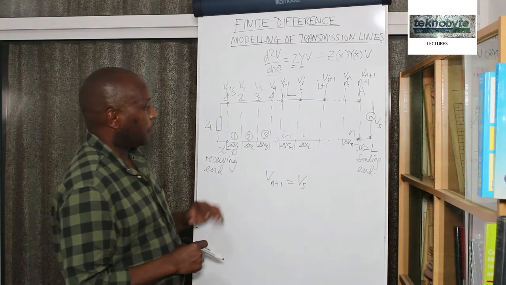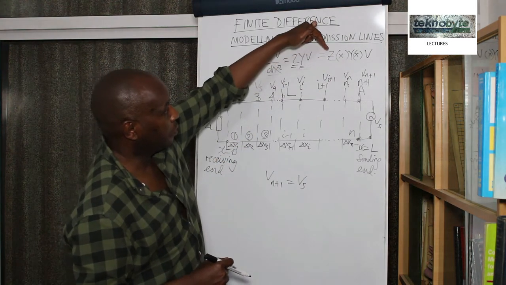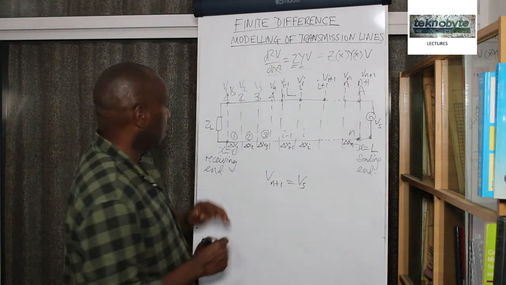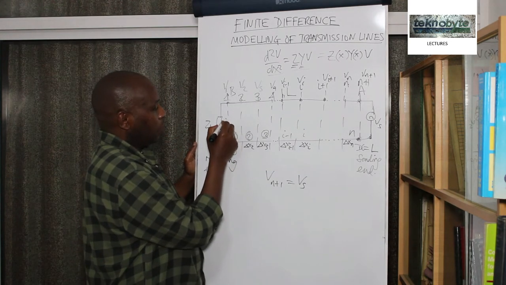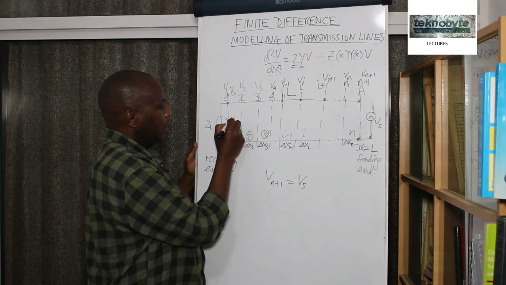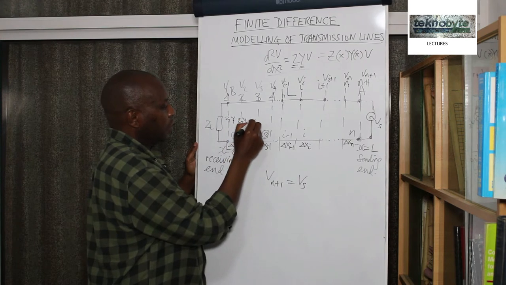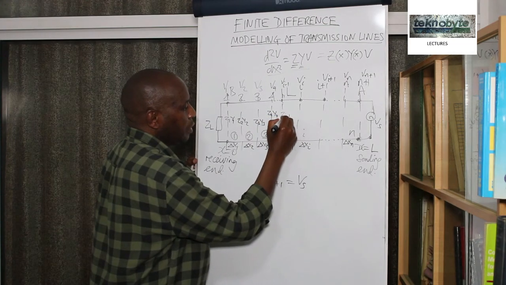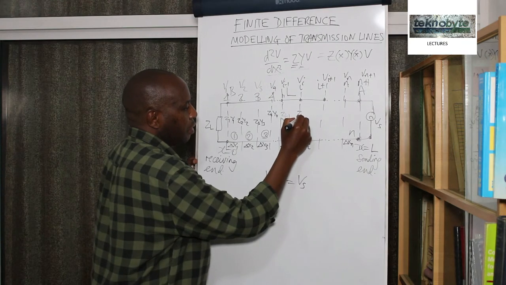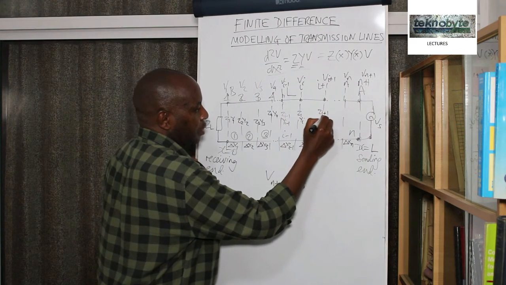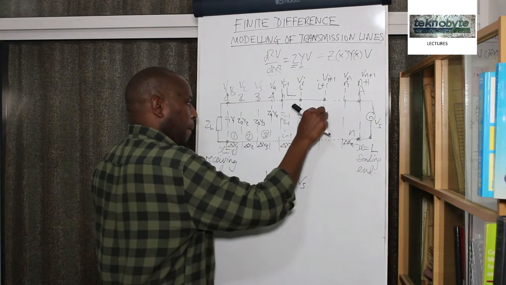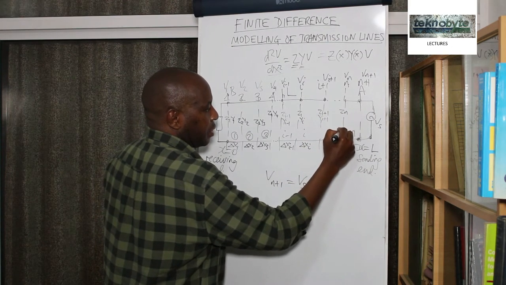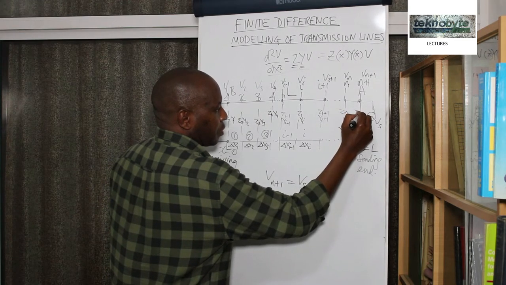Again, we assume that the distributions for the parameters Zx and Yx, the impedance and the admittance, are known within each of these sections. So we can designate the impedance and admittance at node 1 to be Z1 and Y1. This is Z2, Y2, Z3, Y3, Z4, Y4, Zi minus 1, Yi minus 1, Zi, Yi, Zi plus 1, Yi plus 1, Zn, Yn, and Zn plus 1, Yn plus 1.